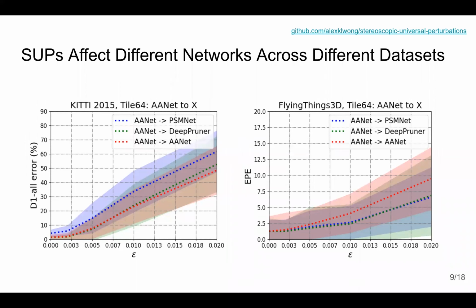Here we show some quantitative results for SUPs optimized on the KITTI dataset for AANet. When added to the inputs of DeepPruner and PSMNet, we increase their D1 error from 1.28% to 52.66% and from 4.25% to 61.66% respectively, as shown on the left plot. Not only that, these same SUPs also disrupt the performance of all of these networks on FlyingThings3D. The right plot shows that the error for AANet increases by nearly 10 times when the perturbations are added to its inputs.